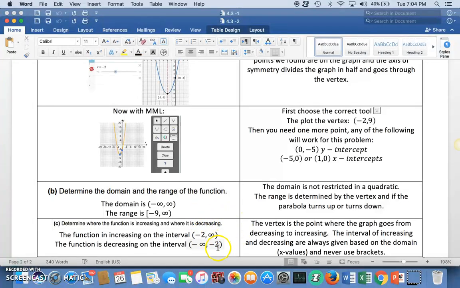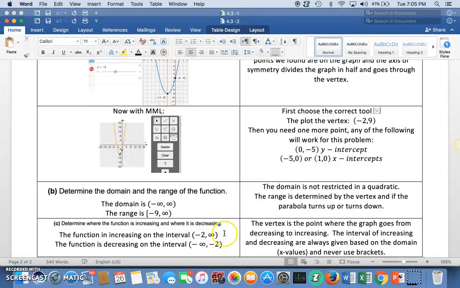A new question that they're sort of asking now is the increasing and decreasing intervals. Where is it increasing and where is it decreasing? Where does the graph look like it's going up? Where does it start going up? Where did it start increasing? When x was negative 2. These are always given based on x, left to right. Right here is where the graph starts going up.